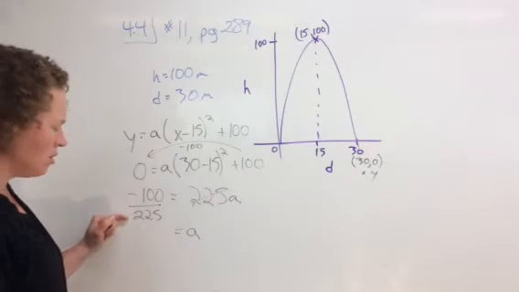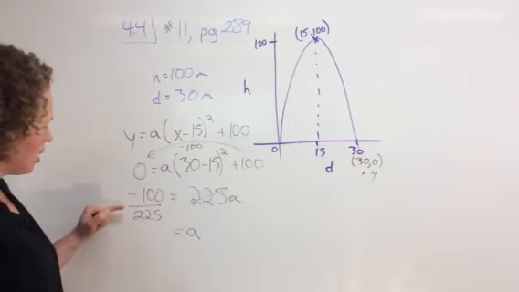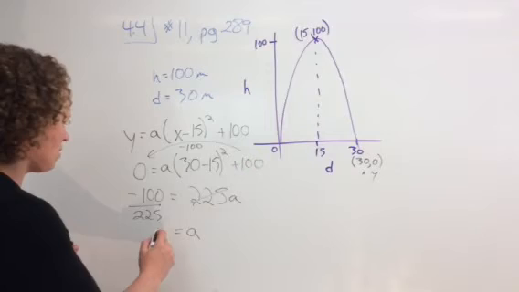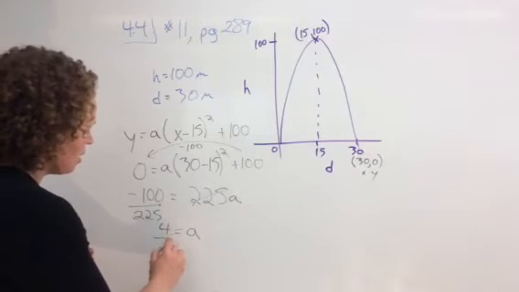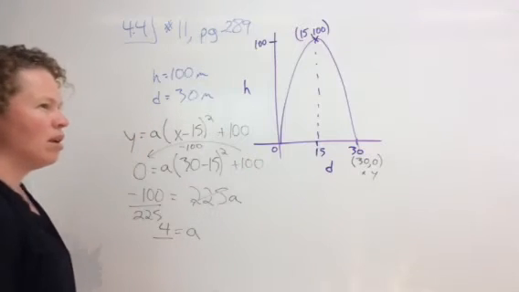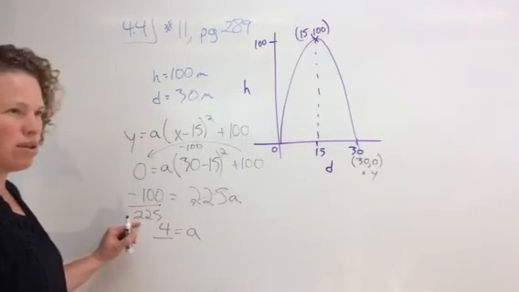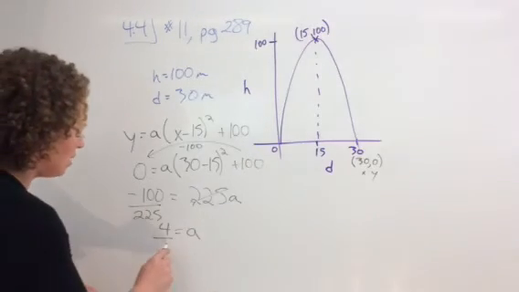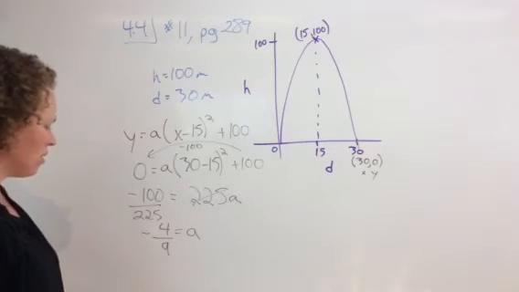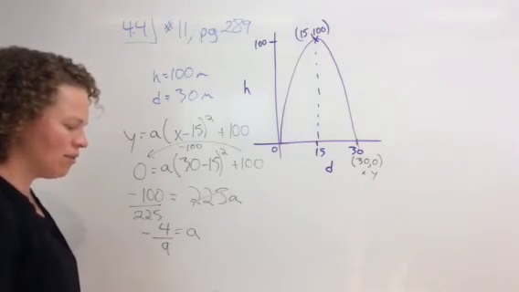If I were to reduce this, I can see that 25 is a factor, because 100 has a factor of 25, therefore 225 does as well. So I can take that out, and 25 goes into 100 4 times, there's 2 of those, so that's 8, and then another 25 is 9. You could use your calculator if you want. And it's still got the negative sign on it. So then a is negative 4 over 9.